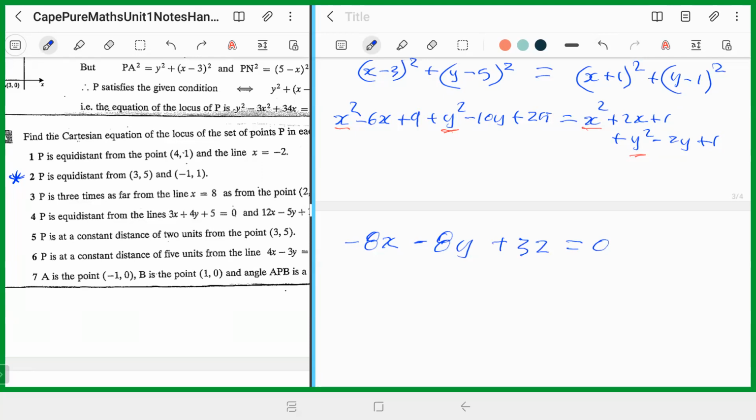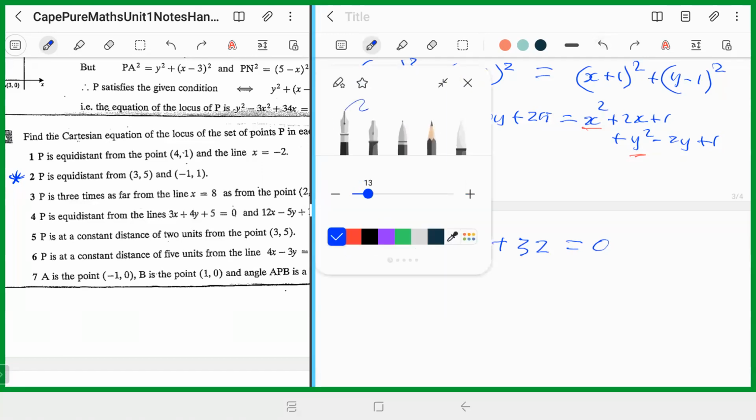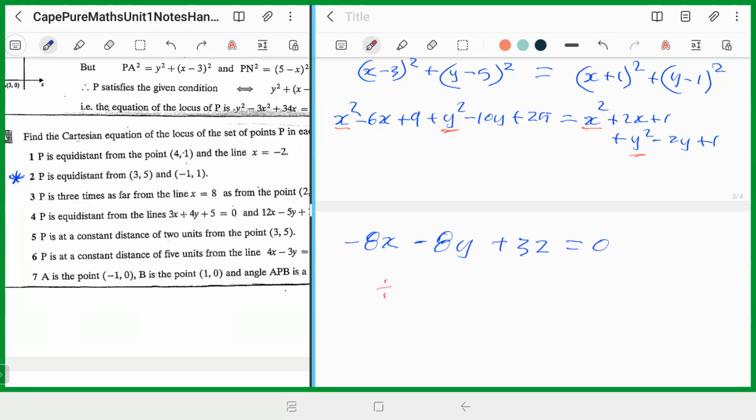If you divide through by 8, or to make these positive, we can divide through by negative 8. And so this becomes x, and this becomes plus y, and this becomes minus 4. Minus 4 equals 0. This is a locus. That's the answer right there.